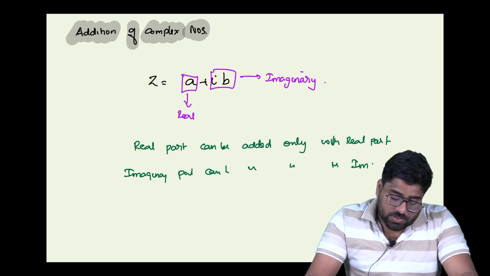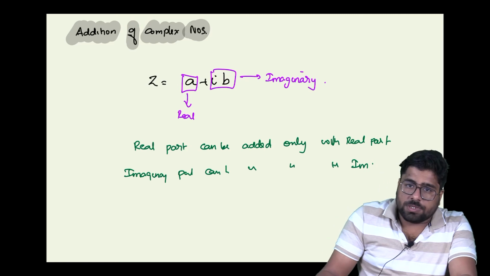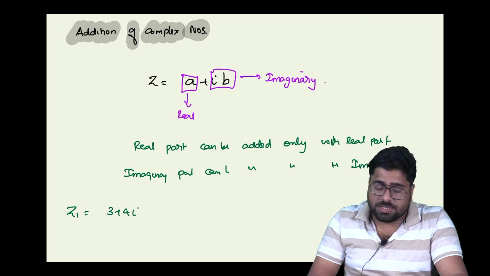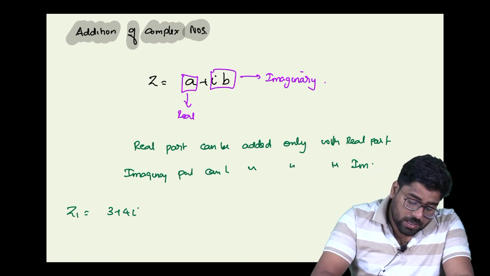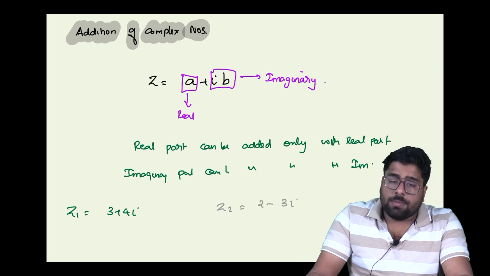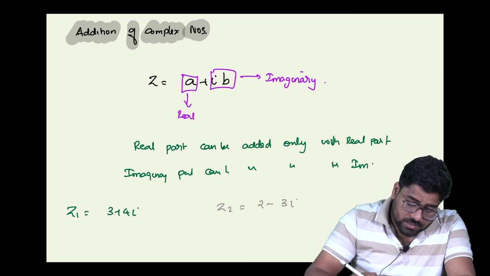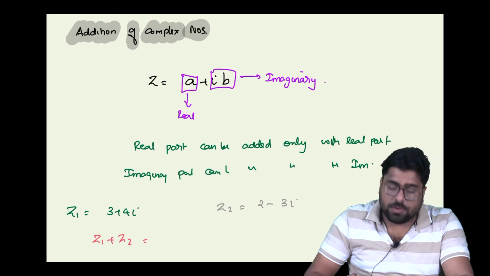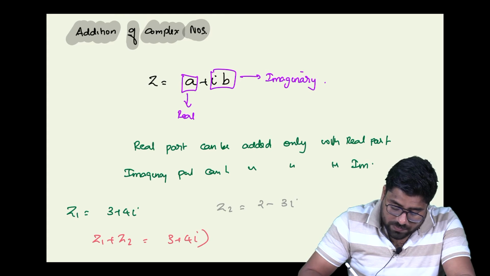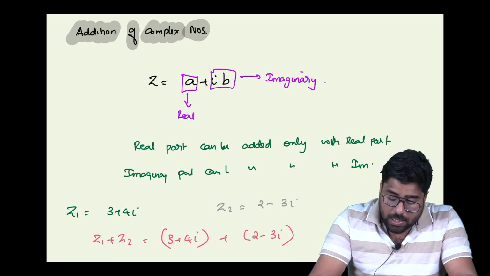Alright, so now let us actually try to do a question. Say I'm giving you two complex numbers: Z1 is equal to 3 plus 4i, which is one complex number, and the second complex number Z2 is equal to 2 minus 3i. Let us try to add these complex numbers and get the answer. I'm supposed to find the value of Z1 plus Z2. So I'm going to add Z1 and Z2. It is going to be 3 plus 4i plus 2 minus 3i.